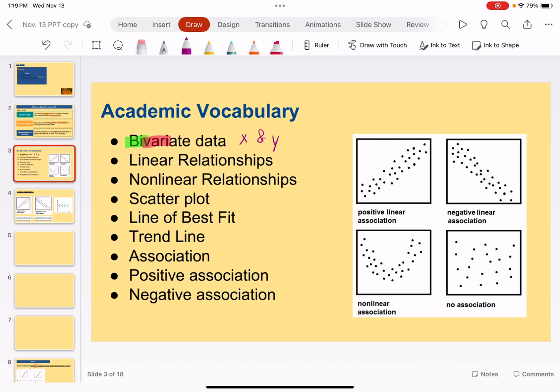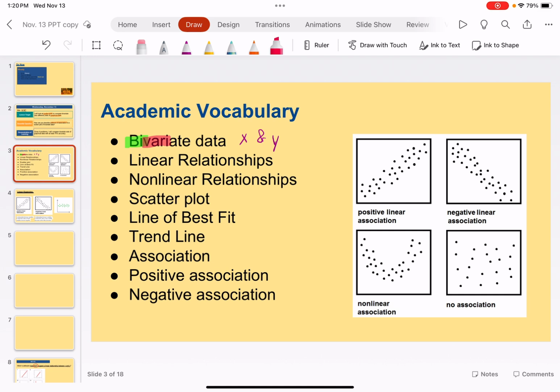Then, of course, we have the word scatterplot. So scatterplot, we were introduced to it when we learned about functions, and we had to decide whether certain graphs were functions or not, and one of the types of graphs were scatterplot graphs, not just the graphs with lines through them. So a scatterplot is a set of points plotted on a coordinate plane.